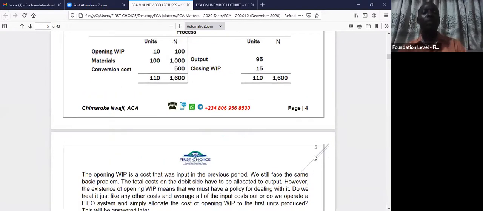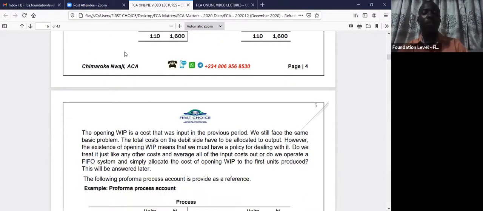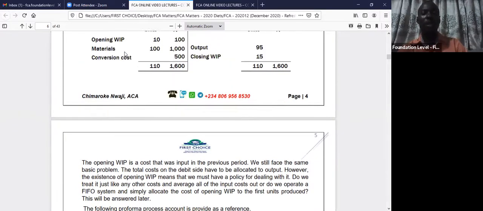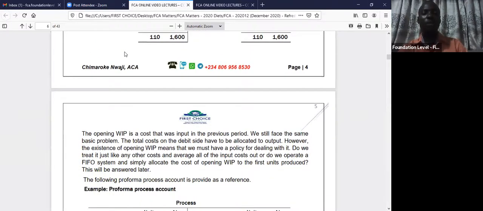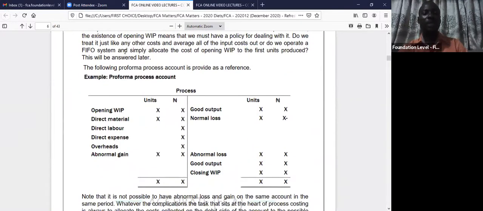How do you value this opening work in progress? We are going to use two methods to value it, which is the weighted average method or the FIFO method. We'll come to it. Then we'll now have opening work in progress, closing work in progress, and you have losses. Now that's complete. Now look at the format.